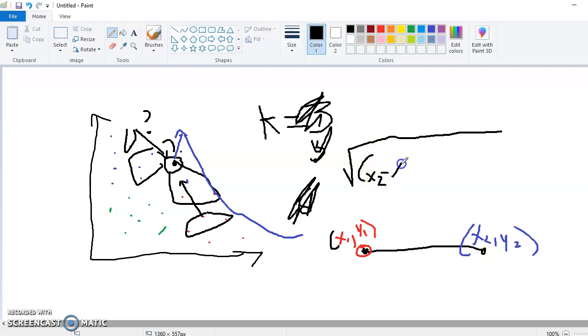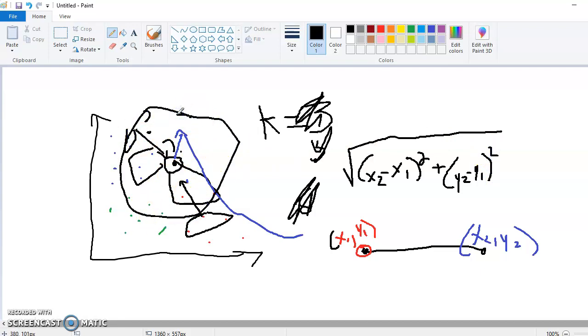minus x1 squared. And if you guys remember, this is just a formula that is either from your geometry class or maybe your algebra class, or it's also on the SAT. So technically by watching this video, you're studying for the SAT. And then we have this plus y2 minus y1 squared. Cool. So that's just the formula that we're using to find the distance between all of these dots.